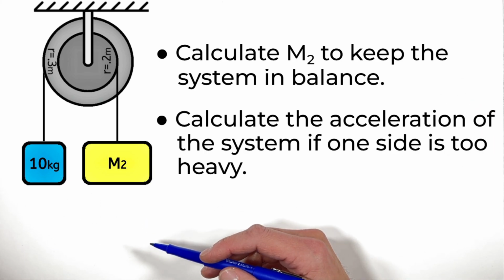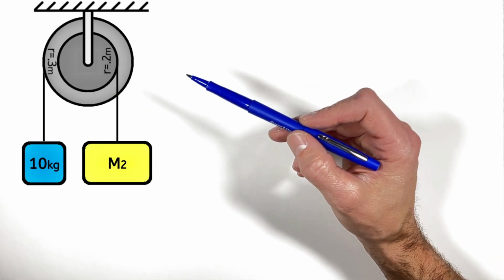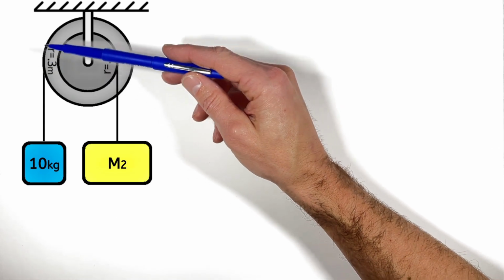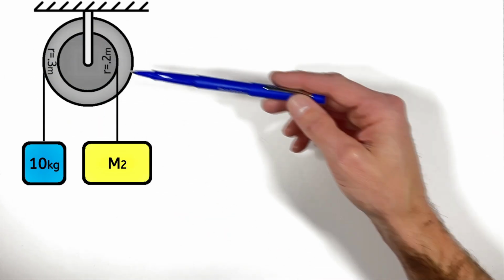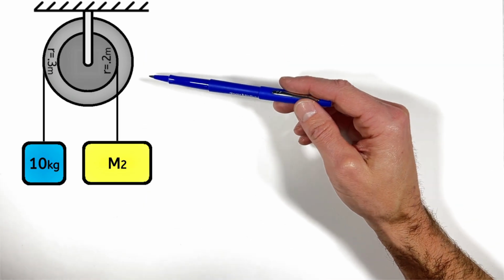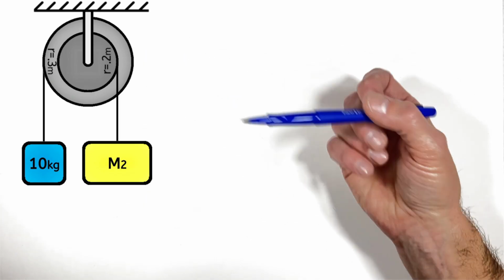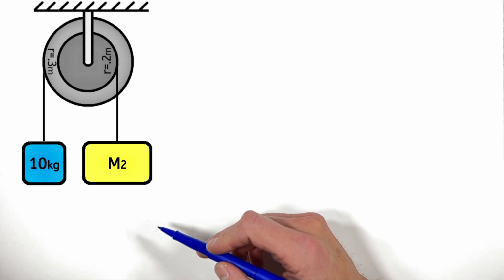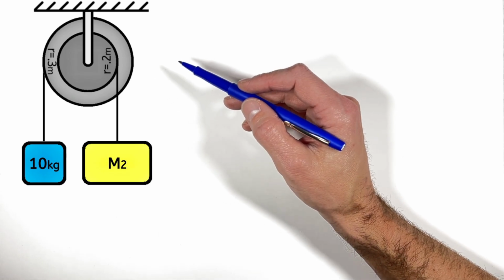Now the key in this problem is that these two blocks are attached to the pulley at two different radii. That is to say, this 10 kilogram block is attached to the outer edge of this pulley at a radius of 0.3 meters. But our unknown mass here is attached to the pulley at a radius of 0.2 meters. And the reason that's important is because even if these two masses were the same, they would be putting different amounts of torque on this pulley, causing it to rotate.